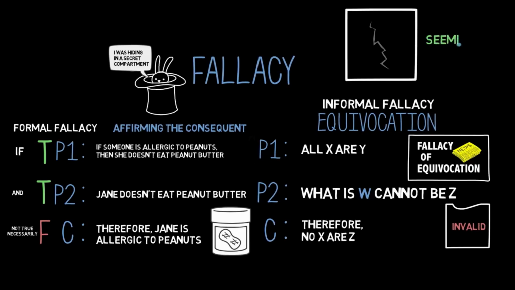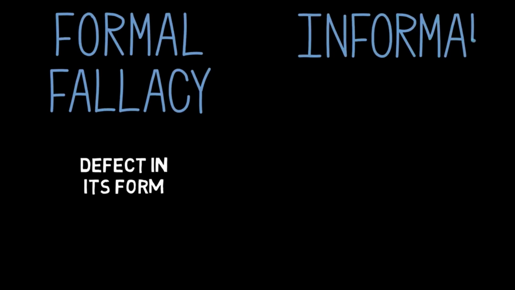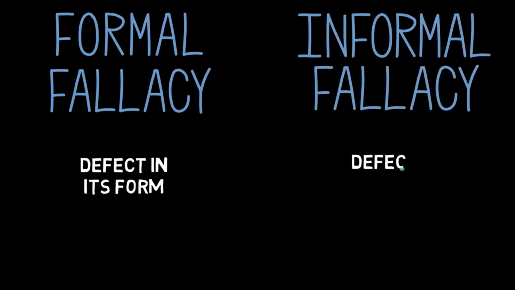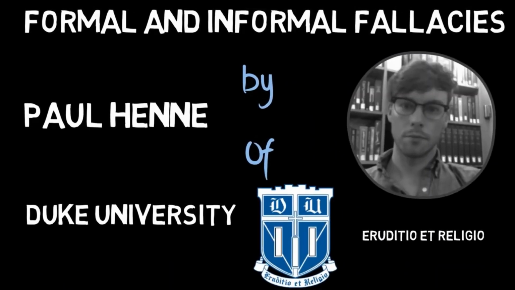So an argument might have a seemingly valid form, but commit an informal fallacy because of a defect in its content. Hence, an argument might have true premises in a seemingly valid form, yet also commit a fallacy. To reiterate, a formal fallacy means that the argument has a defect in its form, while an informal fallacy has a defect in the argument's content, which might also yield a defect in its form. So now that's the difference between formal and informal fallacies.